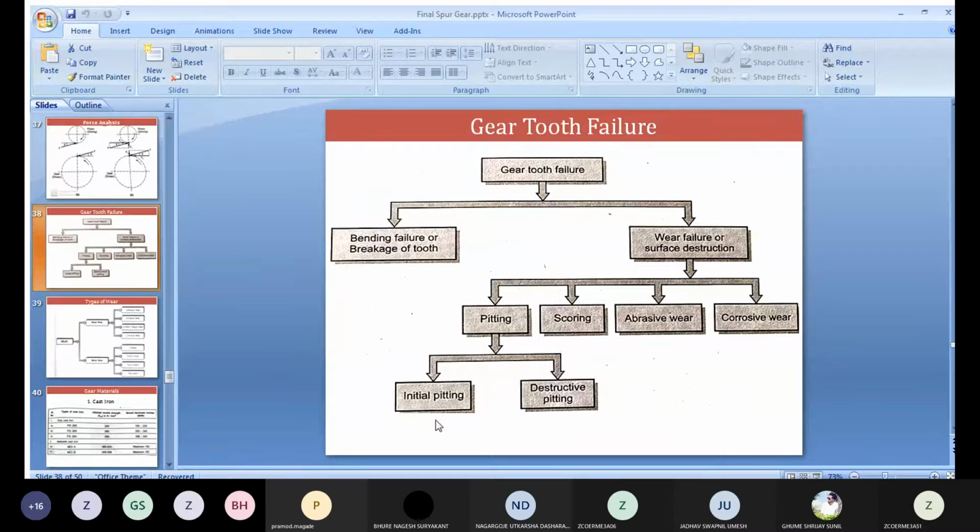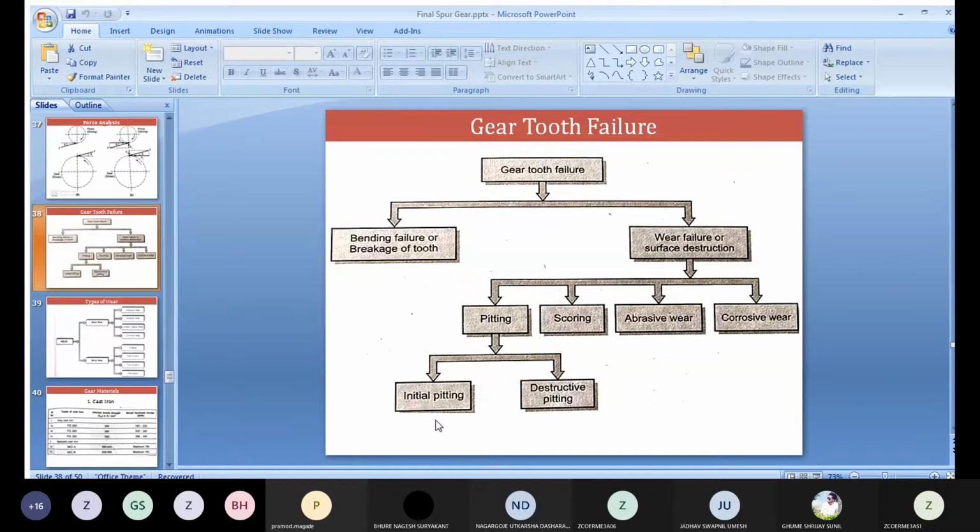Yes, sir. So one by one we'll write. Before starting, once pitting is done, I will give the explanation of pitting. In the case of scoring, I will give that explanation from my side, and then you can write. Right now I have explained thoroughly the bending and wear. So before starting the explanation in point format, you will have to draw this block diagram.